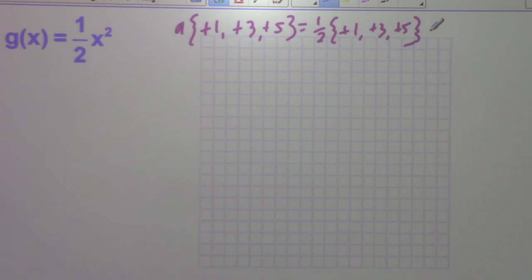So what did you get when you multiplied by 1/2? What did you get for that? I got plus 1/2, plus 3/2, is that right? And plus 5/2. And so now if you use that, is this what you did?